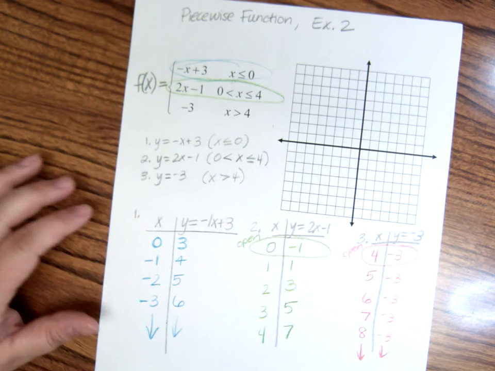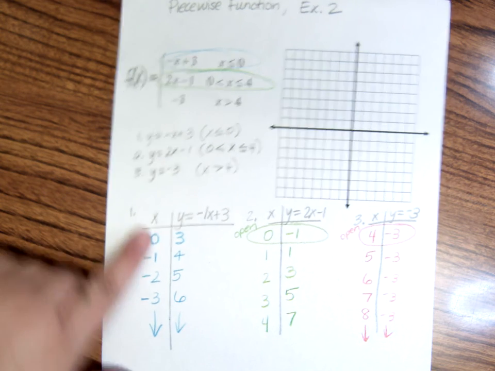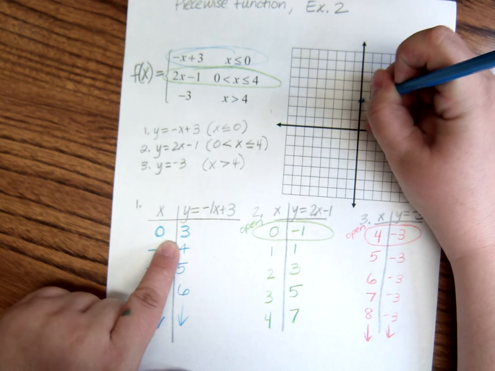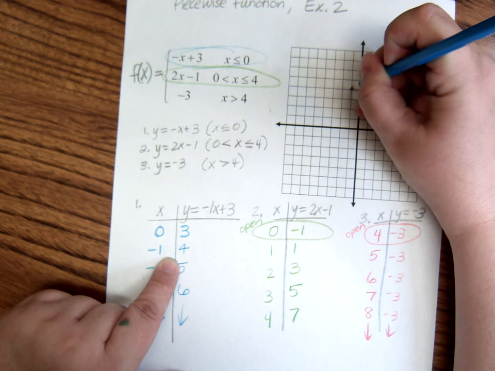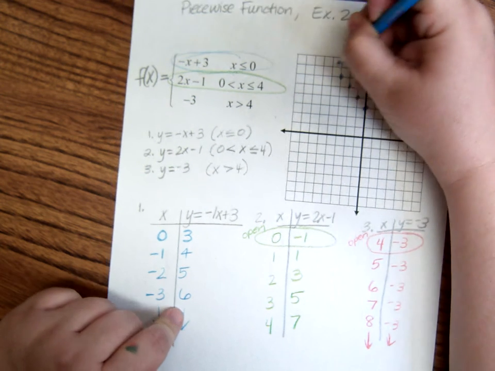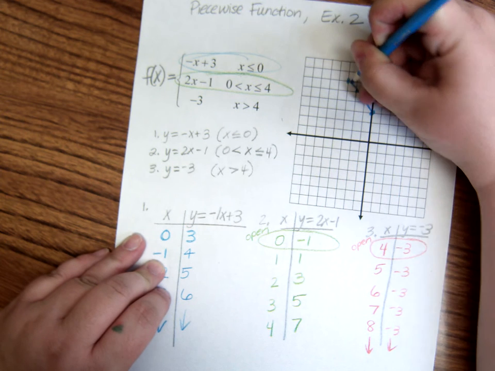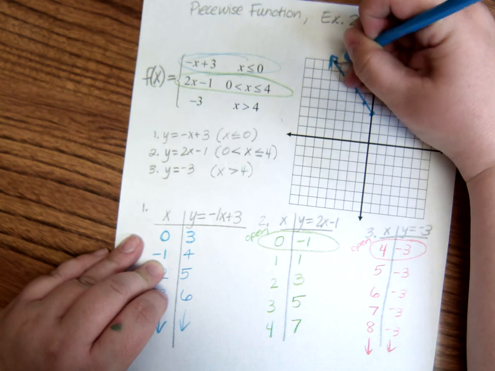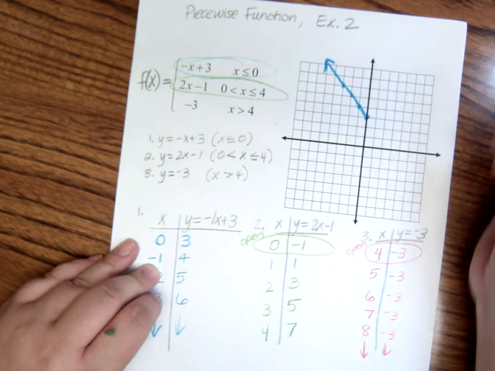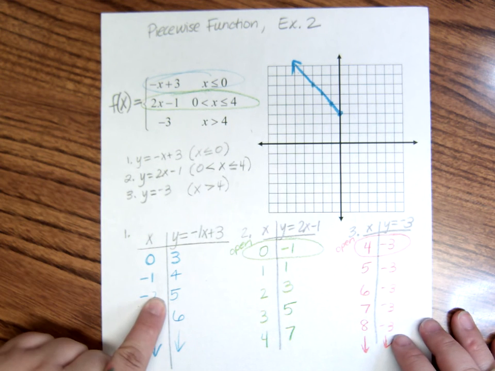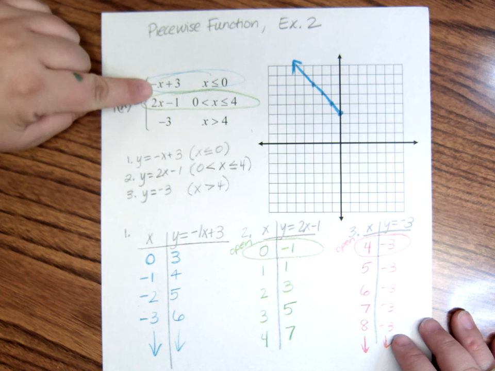All right, so I'm ready to graph it. My first equation, I'm going to plot the point 0, 3, negative 1, 4, negative 2, 5, negative 3, 6, and then it keeps going in that direction, so I'm going to put an arrow on that. So that's my first piece. It goes with this one right here. All right, that one right there.